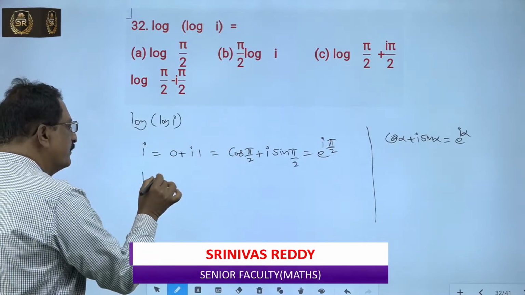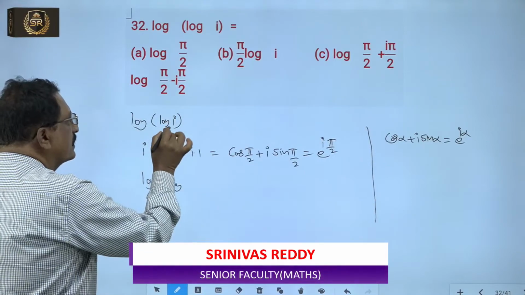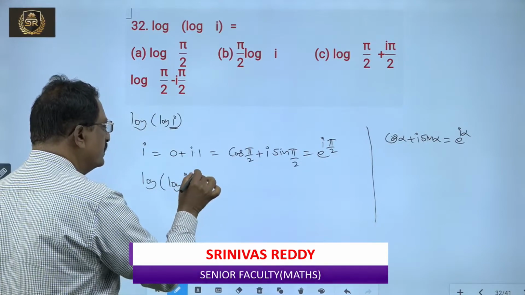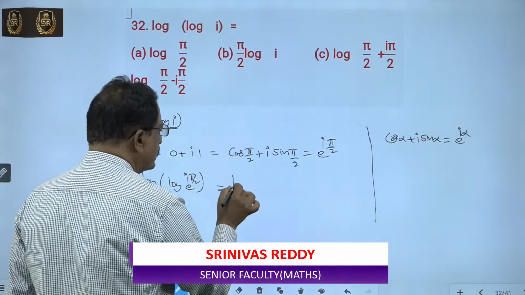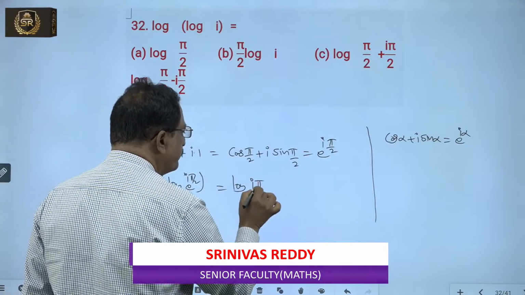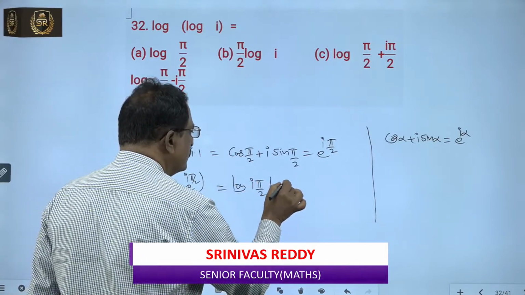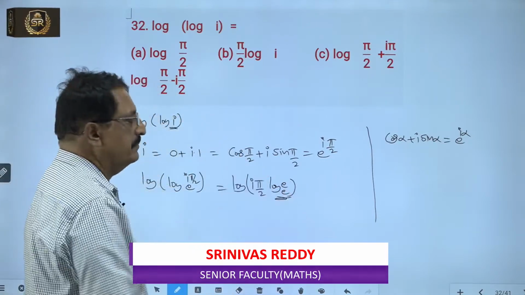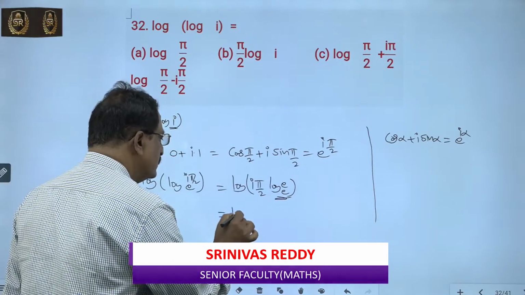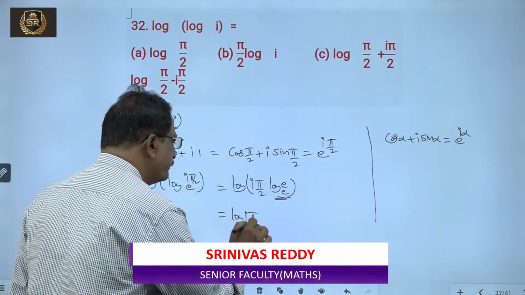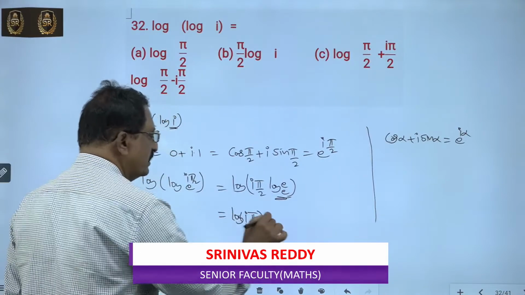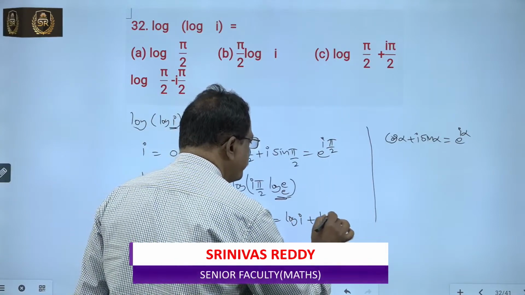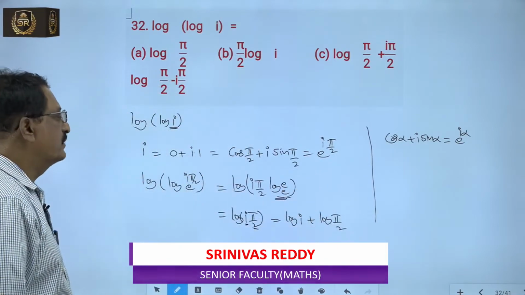Now we require log of log i. Log i equals log of e to the power i pi by 2, that equals i pi by 2 log e base e. Without base means always with base e, but log e base e equals 1, so that equals log of i pi by 2. Now log of m into n equals log m plus log n, so that equals log i plus log pi by 2.